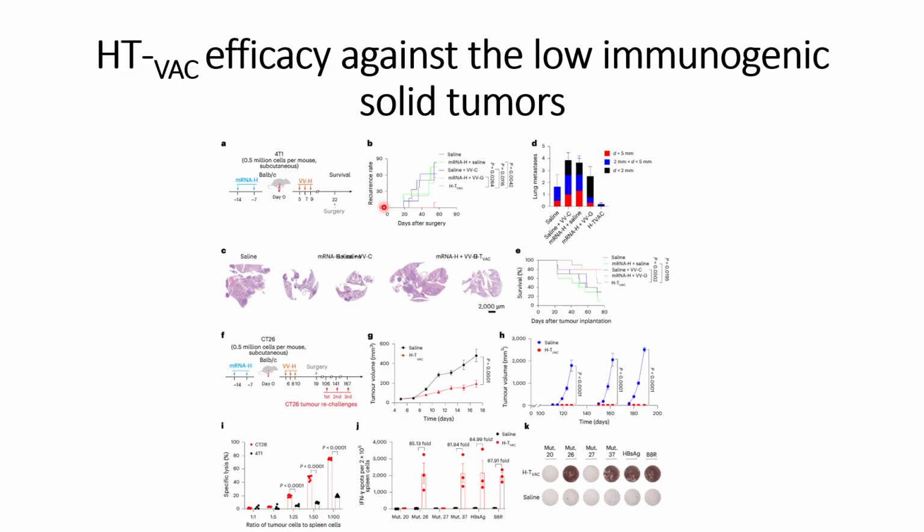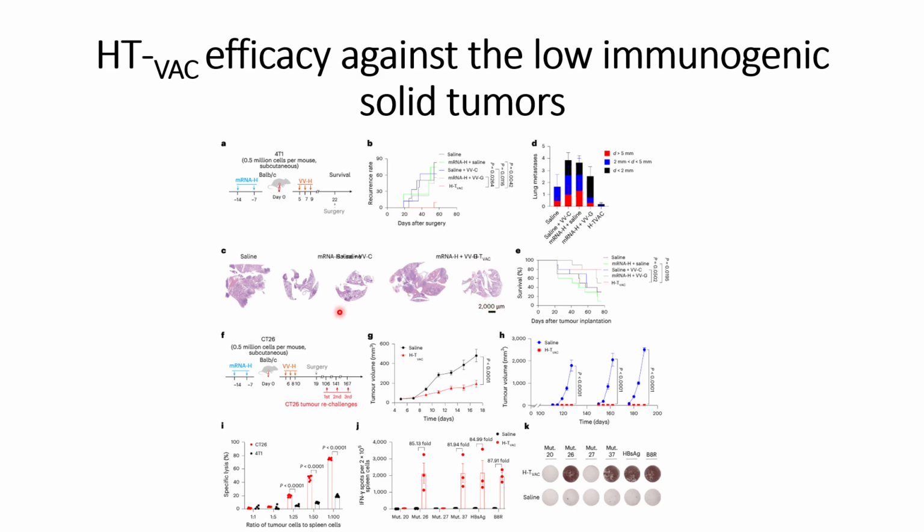What they found is that in terms of recurrence, the HT vaccines give the minimum recurrence rate compared to all other control cases. Thereafter they checked the lung metastasis H&E staining results. We can see that there is a minimum amount of lung metastasis in the case of their HT vaccines compared to all other cases.